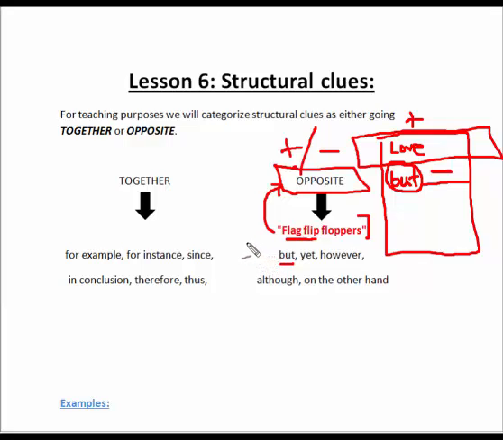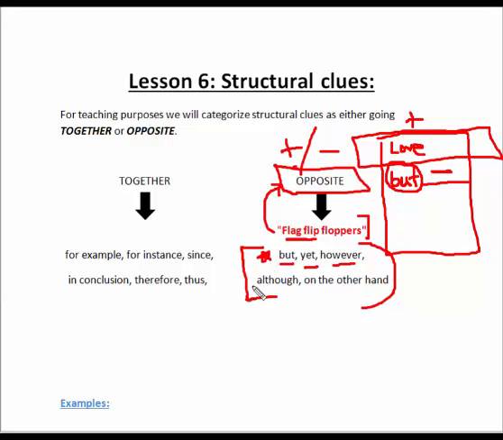These are the most common flag flip-floppers, opposite structural clues, but not all of them. You may see others, but these are the most common ones. But, yet, and however are the three absolute most important ones. Whenever you see these, you need to be sure to circle them.